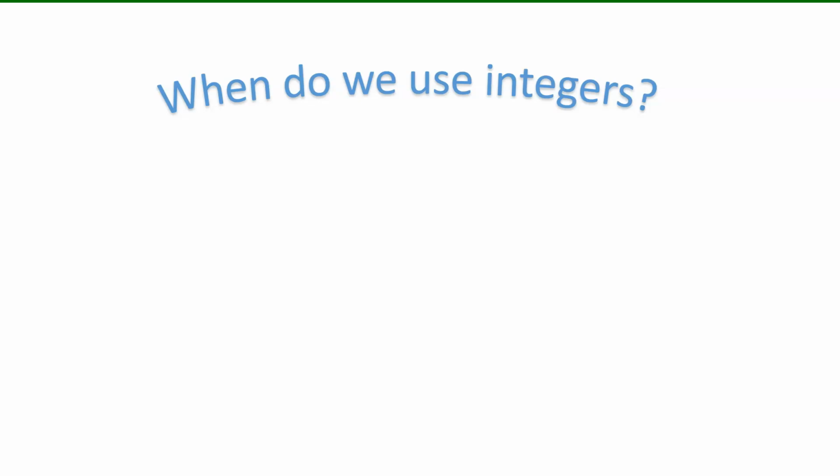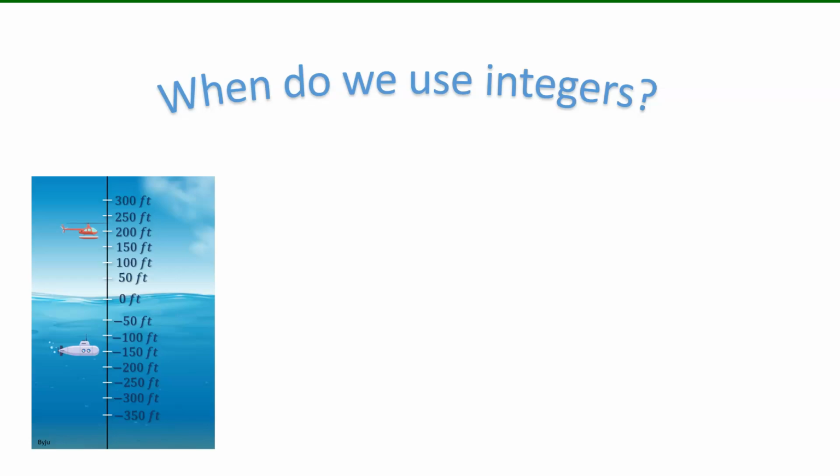Now when do we use integers? Well, integers are used on a daily basis to help us represent height. Sea level is where we start at 0, and then anything above sea level is a positive number, and anything below sea level is a negative number.